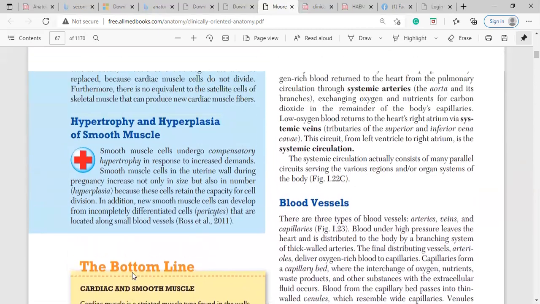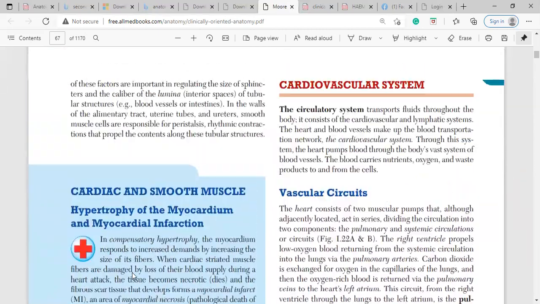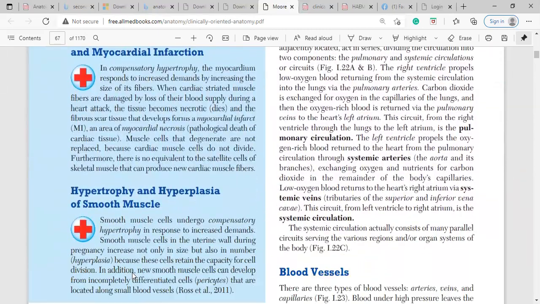So what have we said so far? We have said that there are two vascular circuits. This was where we stopped. So if you look here, we said the circuit from the right ventricle through the lungs to the left atrium is the pulmonary circulation. The left ventricle propels the oxygen-rich blood returned to the heart from the pulmonary circulation through the systemic arteries.